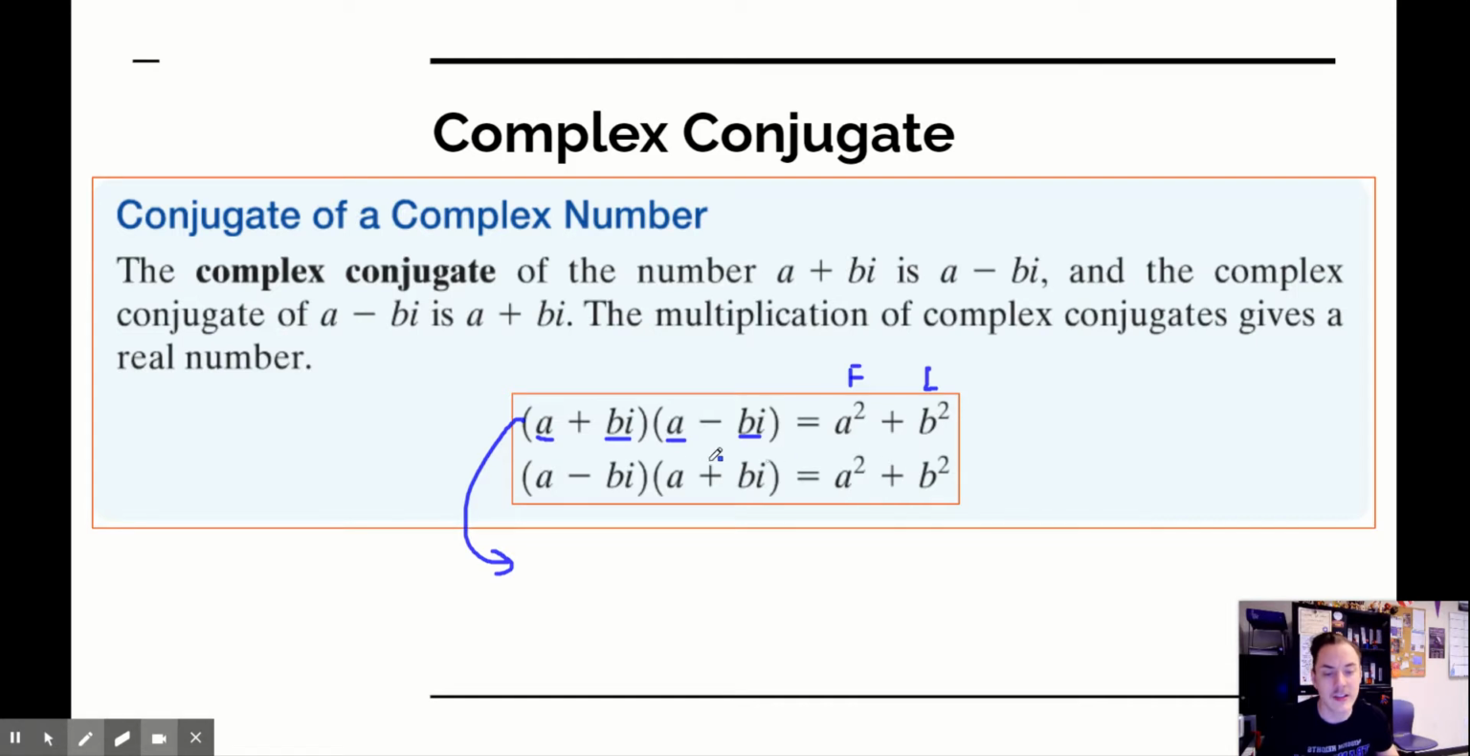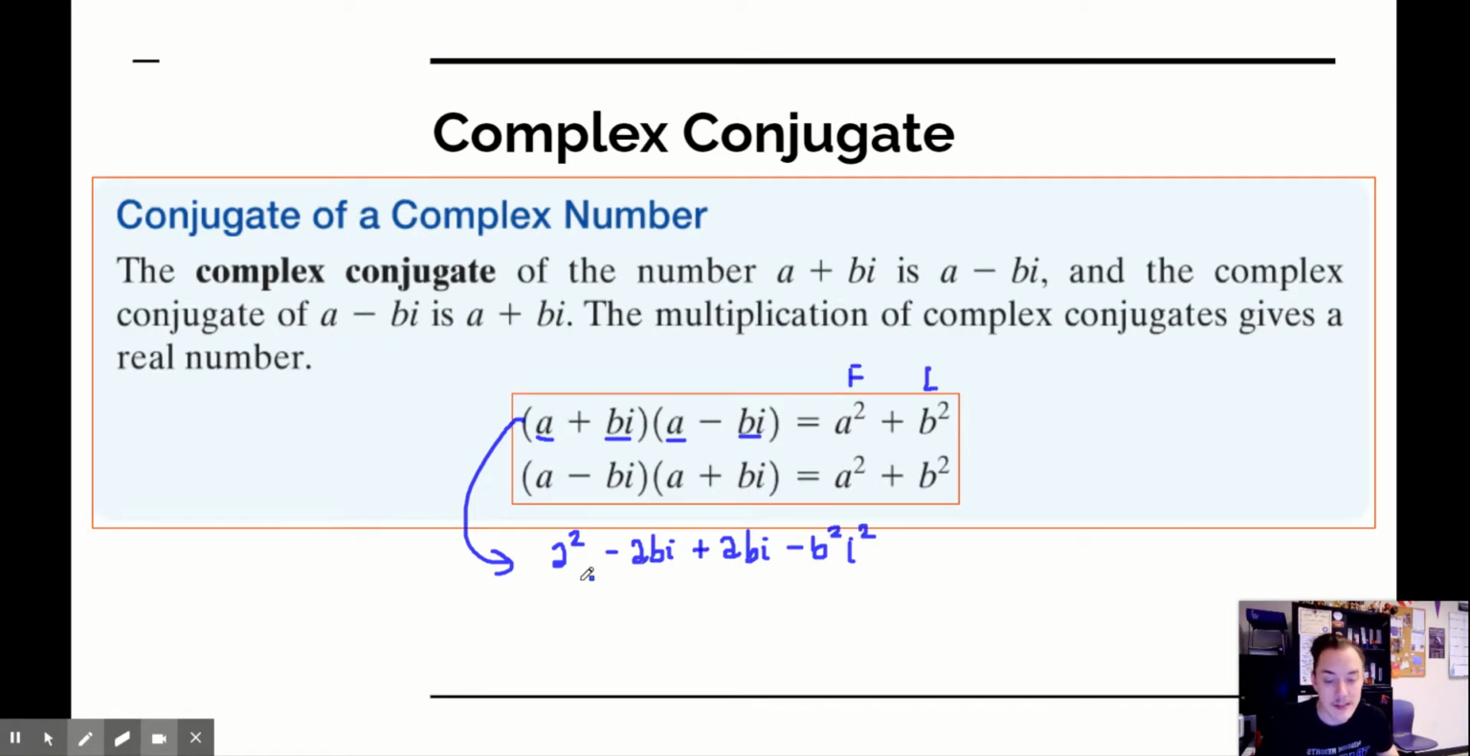Now this second line is literally the exact same thing. It just takes the minus before the positive. This one's the positive before the minus. It doesn't matter because of the commutative property. So when I actually multiply this out, a times a is a squared. A times negative bi is minus abi. And then bi times a is positive abi. Bi times negative bi is minus b squared i squared. Okay? Because b times b is b squared, i times i is i squared.